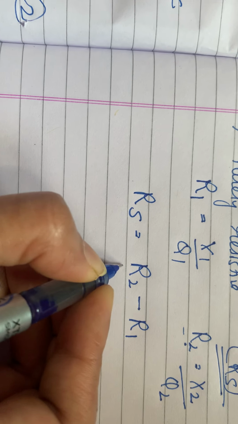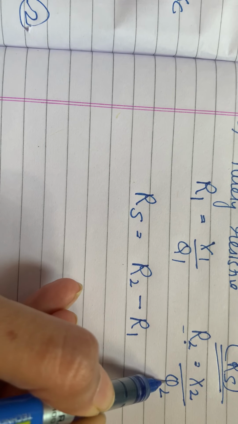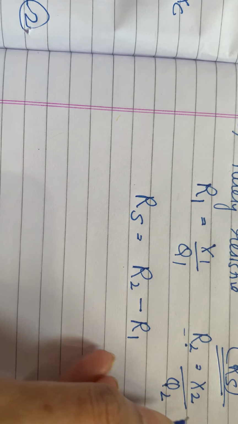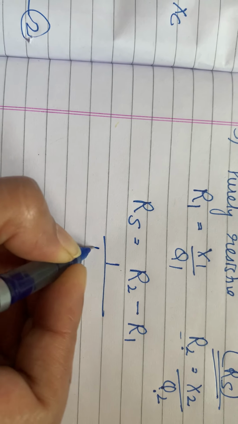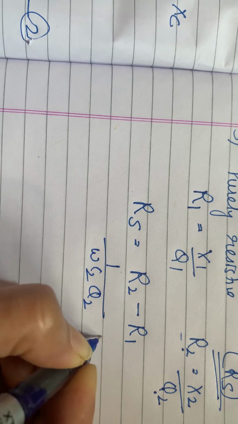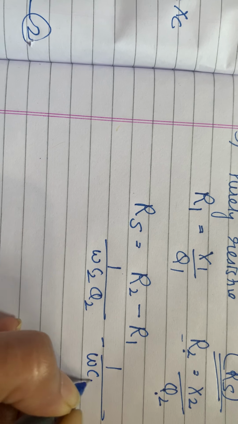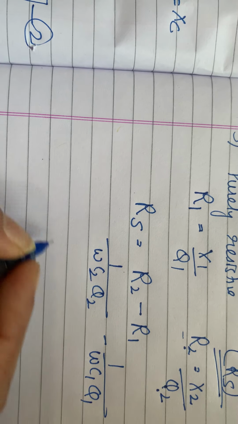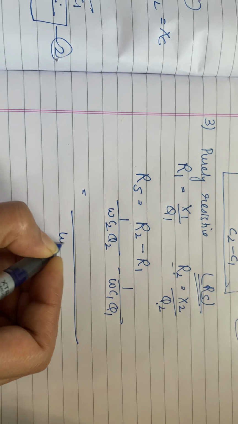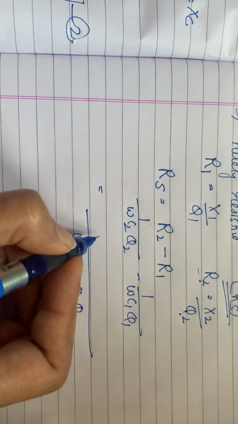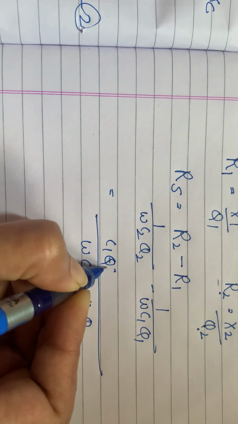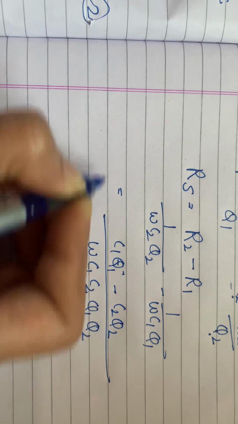Now what is our R2? R2 is X2 upon Q2. So X2 in place, you can simply write 1 upon omega C2. So we'll just rewrite it as 1 upon omega C2 Q2 minus 1 upon omega C1 Q1, and then we need to simplify it. When you simplify it, what do you get? In the denominator, omega C1 C2 Q1 Q2. In the numerator, you will get C1 Q1 minus C2 Q2.